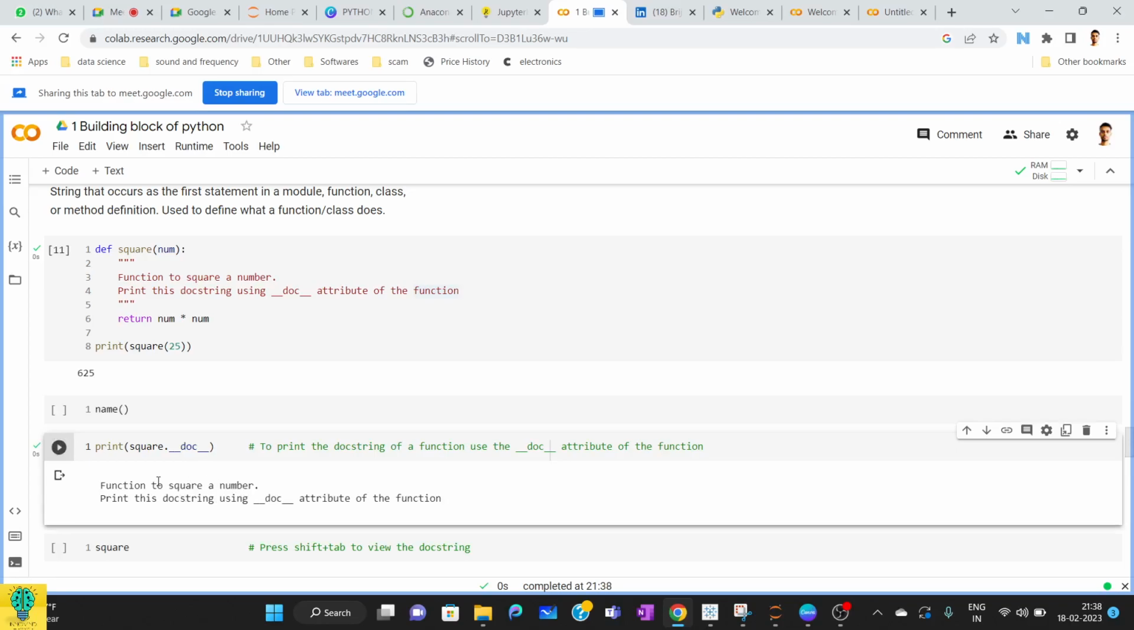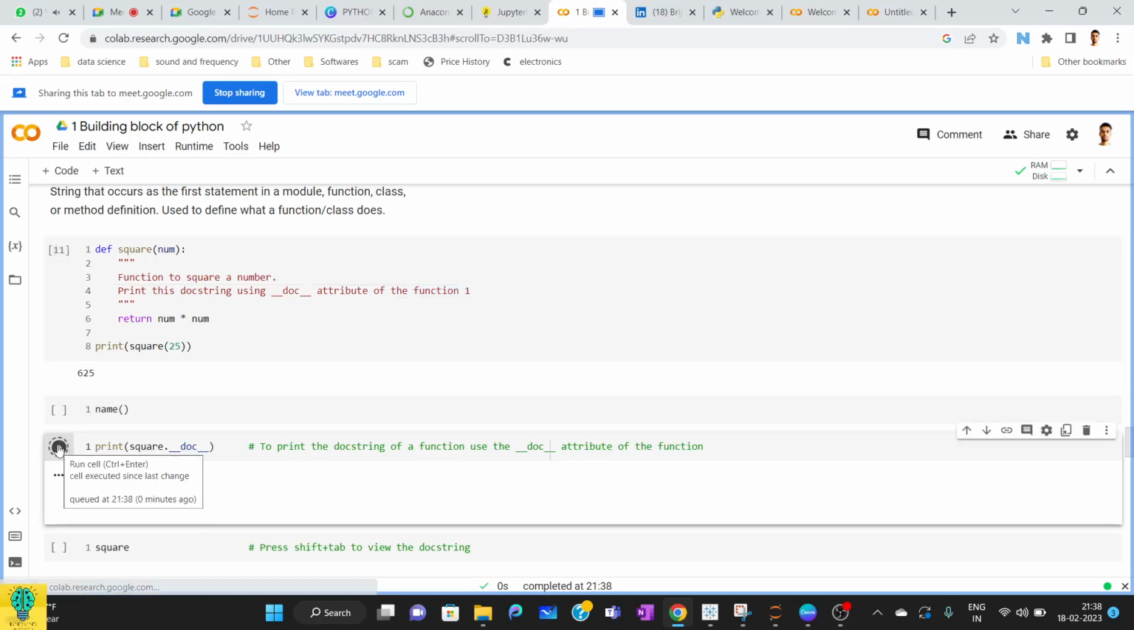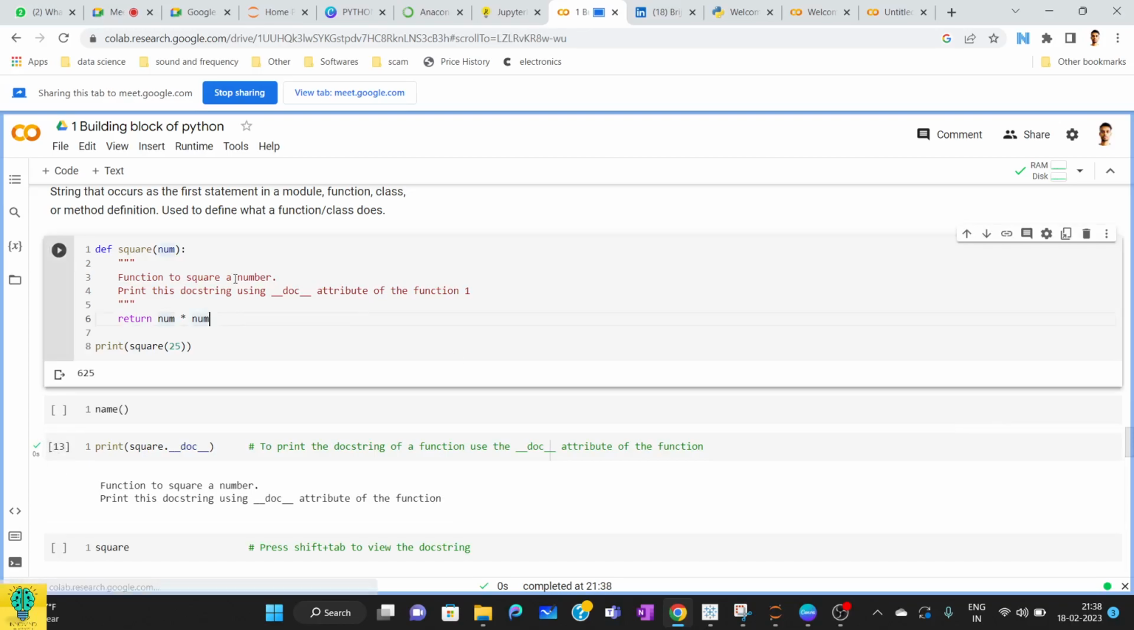See, it is giving me this. Whatever is written here, it is going to give us this. See, if I write 1 here, it is giving me 1 here at the end. Where is it? Okay, I didn't run this, sorry.